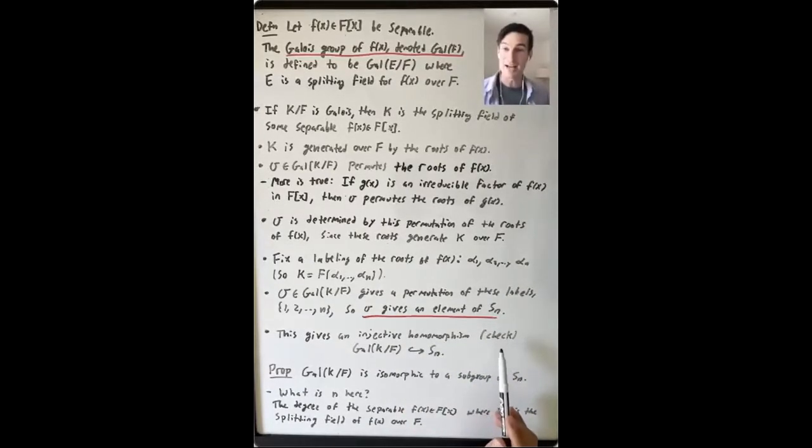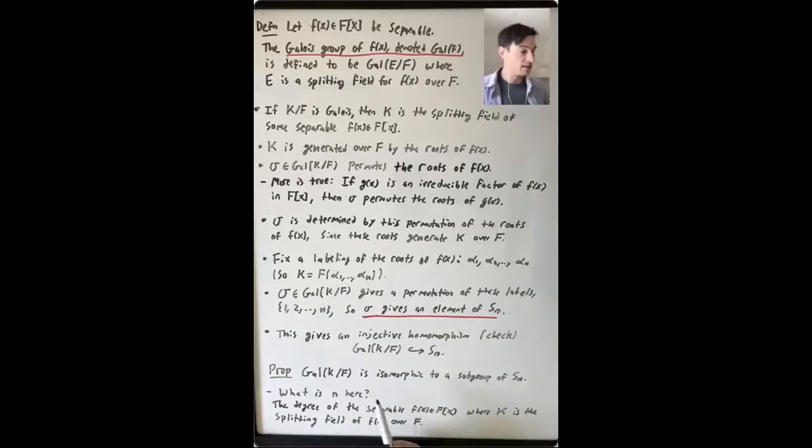This is easy to check, and I recommend that you do this once. Really, what's going on is that the group operation on both sides is just composition. Okay, so what does this tell us? It tells us that the Galois group of K over F is isomorphic to a subgroup of the symmetric group Sn. Okay, what is n here?